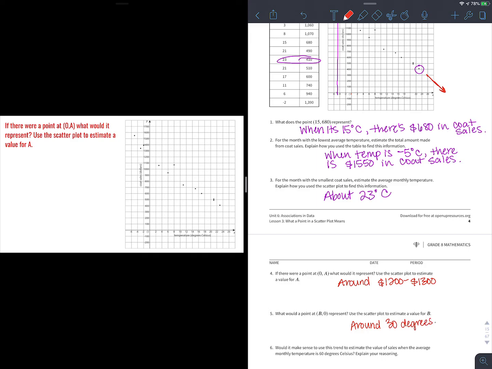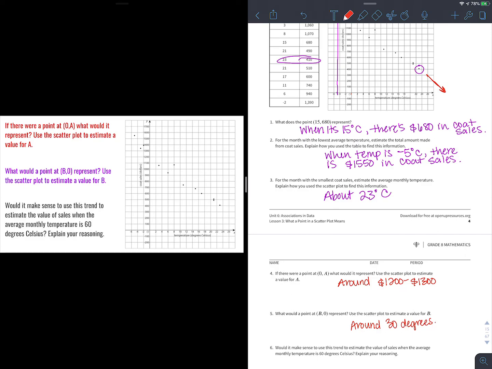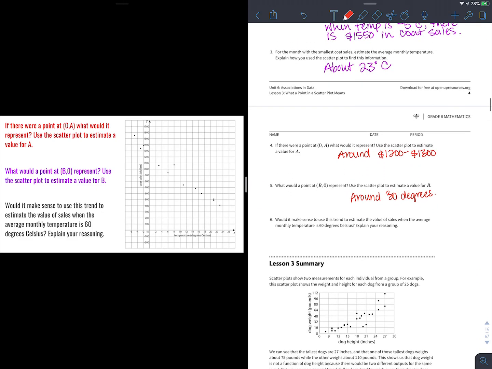Would it make sense to use this trend to estimate the value of sales when the average monthly temperature is 60 degrees? No, not really, because the temperature would be much warmer and the dollars would end up being negative. So no, that doesn't really make sense for that situation. And that was question number 6.